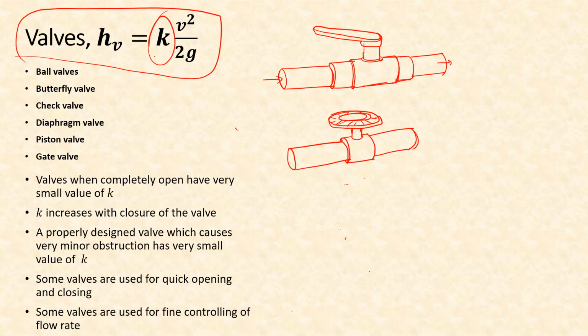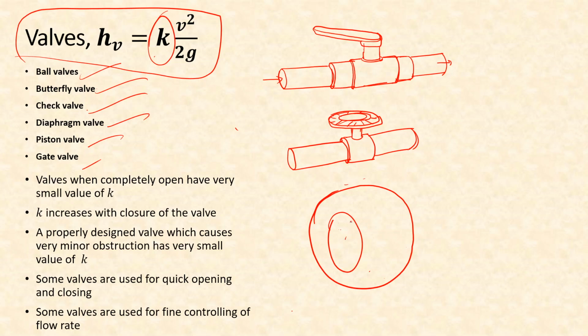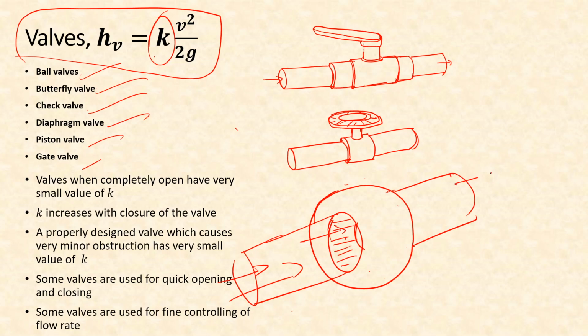Now these valves come in different shapes, sizes and types. There are different types such as ball valves, butterfly valves, check valves, and all those types of valves. Here a ball valve will be something like this, a ball with an opening like this. This opening will be aligned with the pipeline through which flow will be passing to the other side.